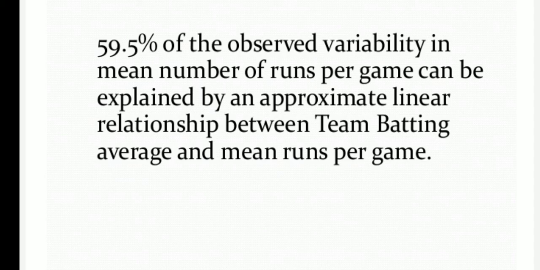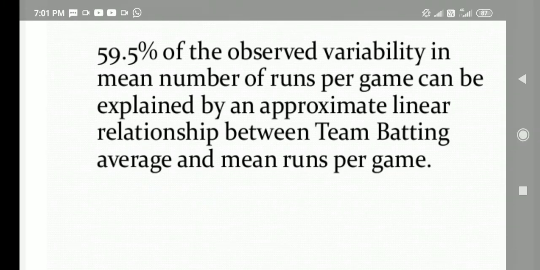The interpretation of this is that 59.5% of the observed variability in the mean number of runs per game can be explained by an approximate linear relationship between team batting average and mean runs per game. So this is the method of solving the coefficient of determination. The question may be asked as a 2 marks question, or at the most a 6 marks question sometimes. So stop here. Let us see in the next class.